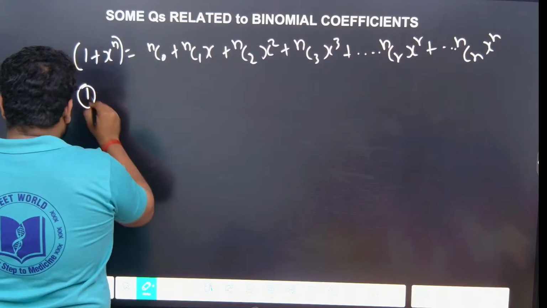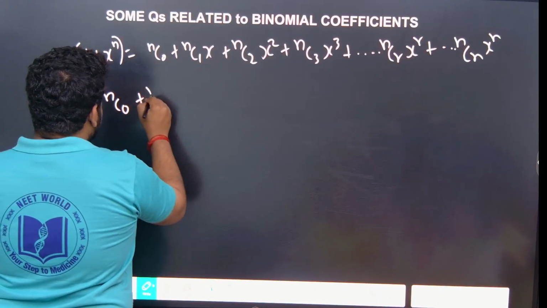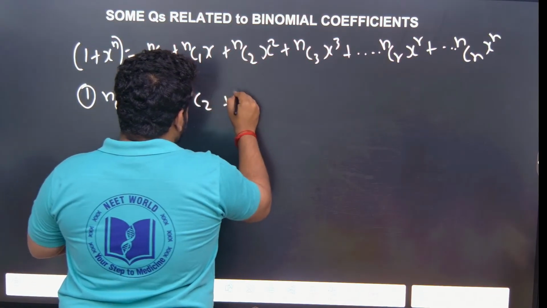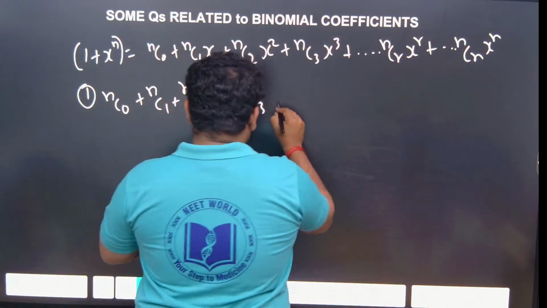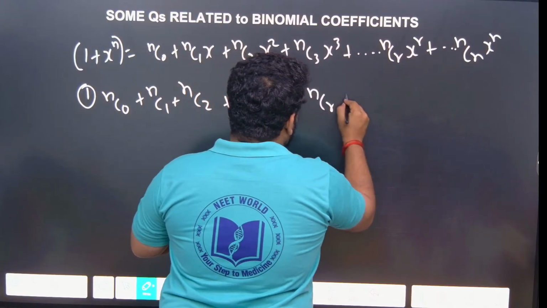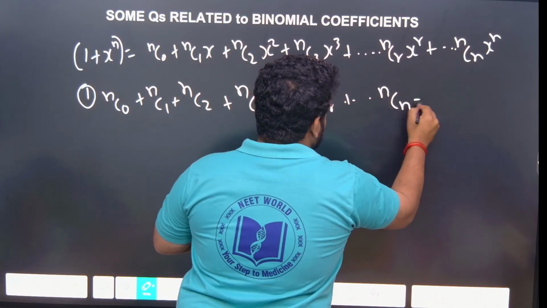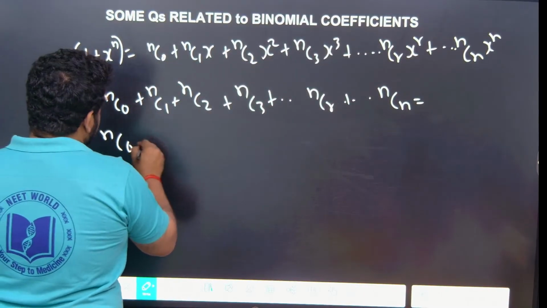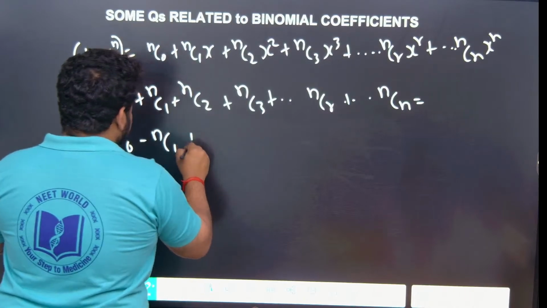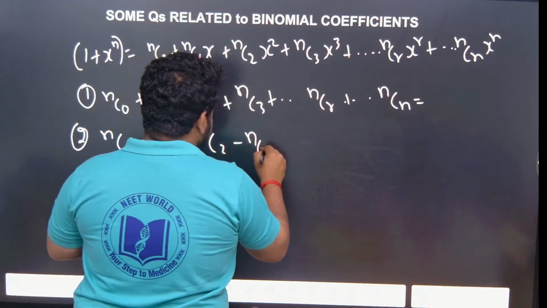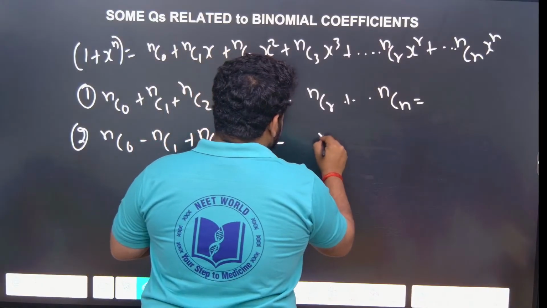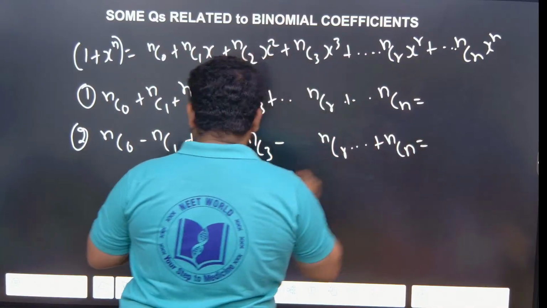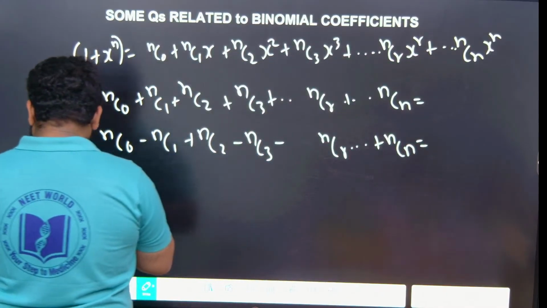Next, nC0 + nC1 + nC2 + nC3 up to nCr up to nCn. This value is equal to what? Second one, nC0 - nC1 + nC2 - nC3, and so on, nCr, plus nCn. This is equal to what? Next one.